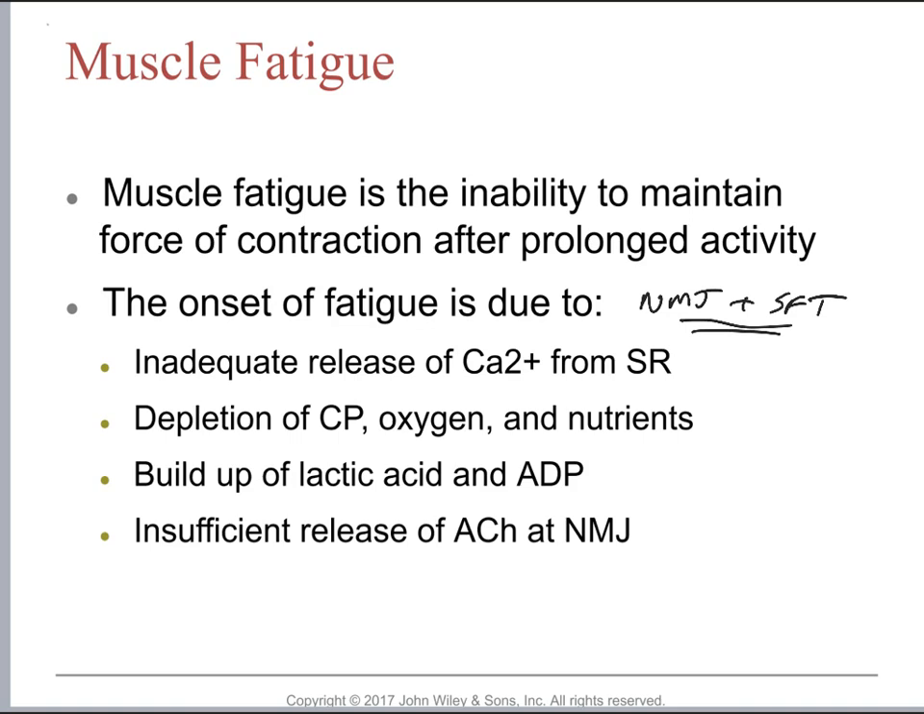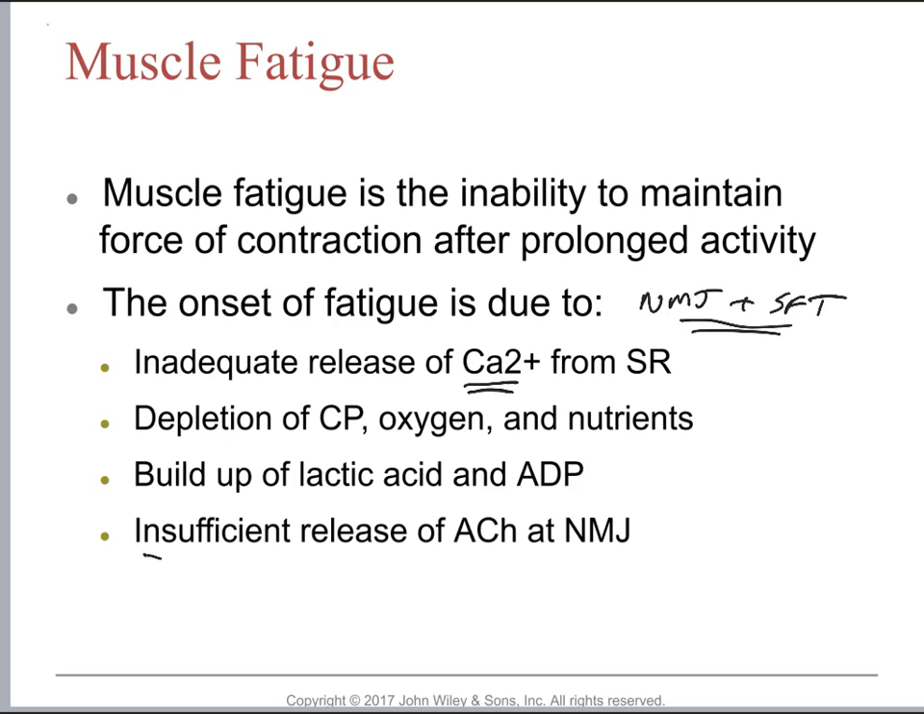Well, here we go. An inadequate release of calcium, so not enough calcium from the sarcoplasmic reticulum. Remember, calcium equals contraction. No calcium, can't contract. No acetylcholine, can't contract, right? So those are rate limiting steps. Now, let's also deplete our energy stores. We deplete creatine phosphate. There goes that short burst of energy. We deplete oxygen. There goes aerobic respiration. And nutrients, that's fueling all these processes. We build up lactic acid and ADP from our anaerobic processes. So this can also fatigue our muscle.